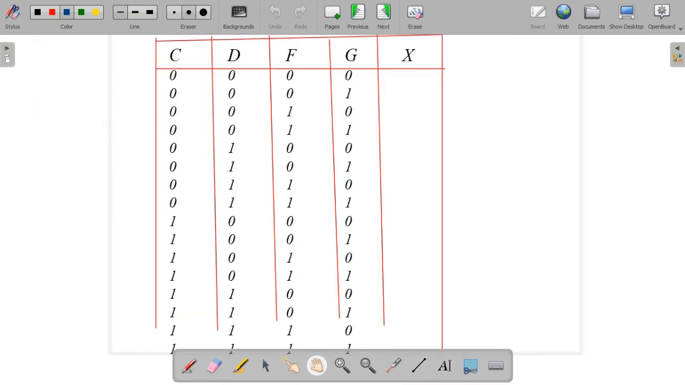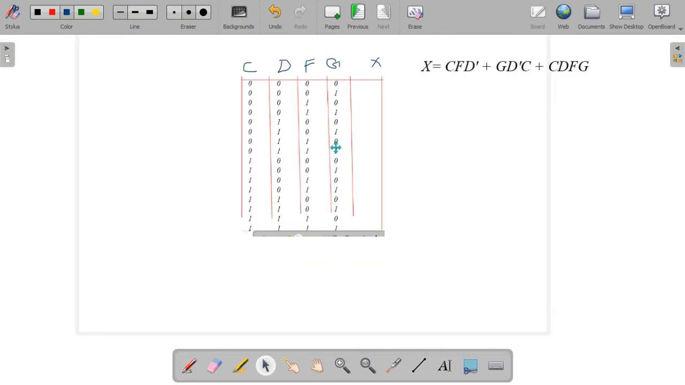So first of all, we have derived that expression. The next step, we have to draw the truth table. All of you know this is a 4 variable K-map. So 4 means 2 power 4, that is 16 truth values. First 8 are zeros, then the remaining 8 are ones, that concept you know. So here the truth table we have drawn: C, D, F, G, and X is the answer or the output. We have to write it ourselves.